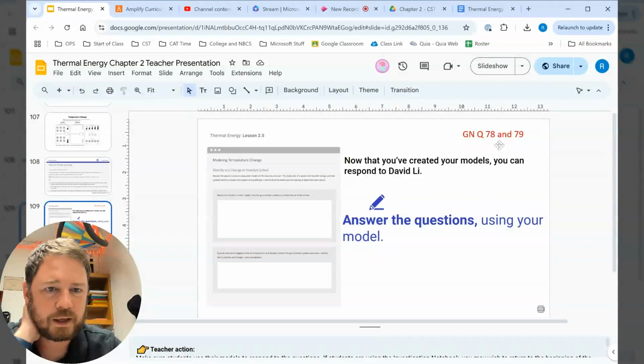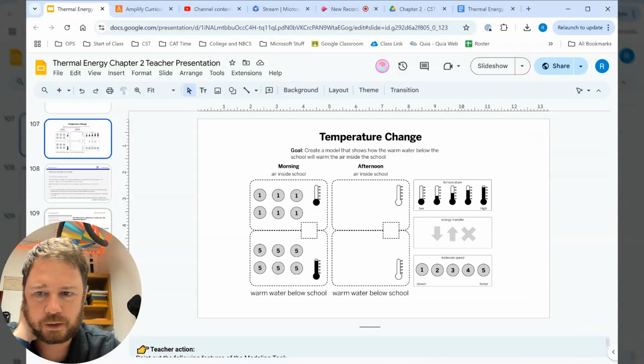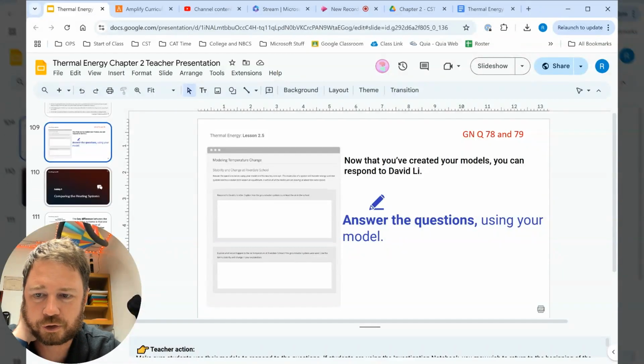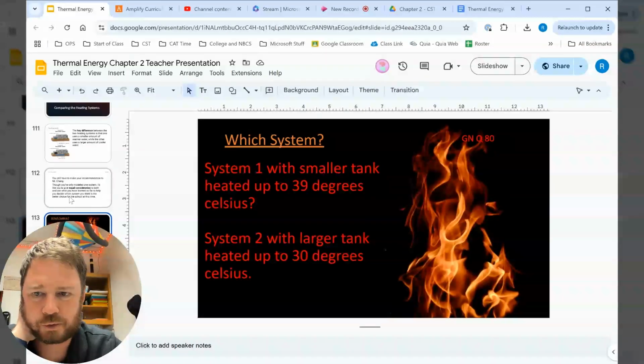All right, for 78 and 79 in your notes, you don't need to go to Amplify to answer this. Just answer it in your guided notes. Use this modeling tool to respond to Mr. Lee's letter, to explain why the groundwater system could be used to heat the air in the school. And then explain what would happen to the air temperature at the school if the groundwater system were used. Use the term stability and change in your explanation. Question 80. Which system do you now think is going to work the best with what we've learned in Chapter 2, and why?